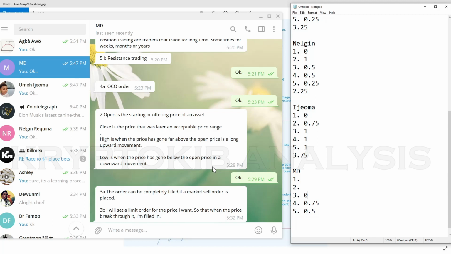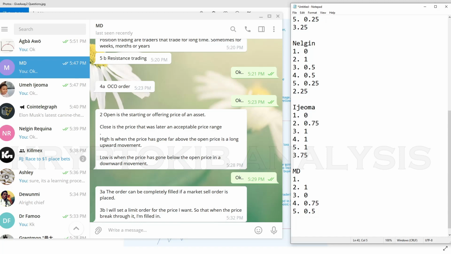Yeah, but the case where, okay. I think I understand what he's trying to say. This one is actually correct. This one is also correct. This high is when price has gone far above the open price. I think he's doing it like this because of the differences that I said. Yes, so it's still correct.